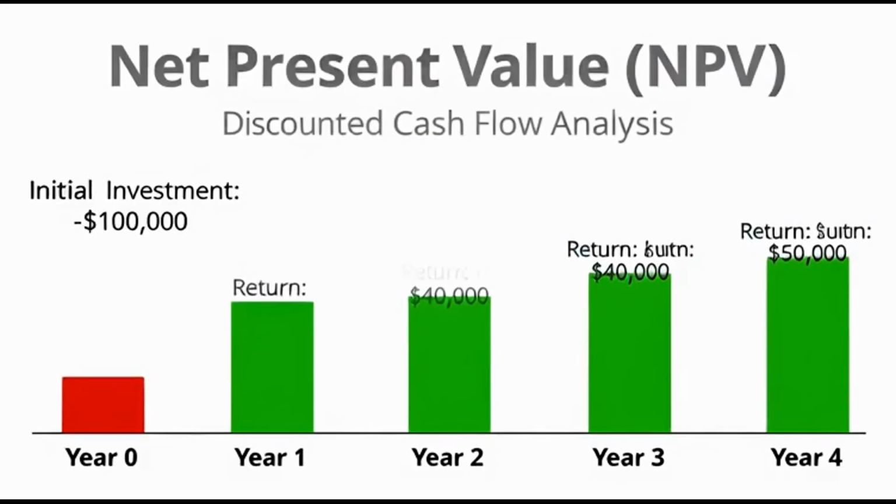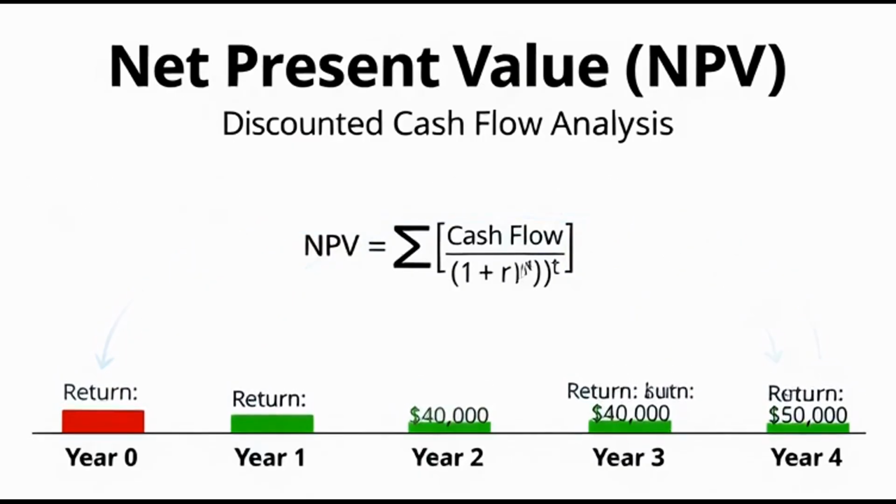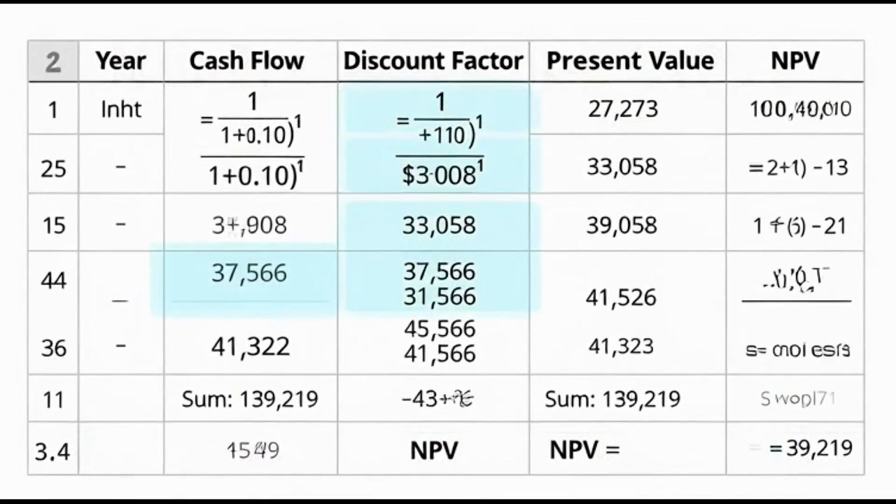Net present value shows how much value a project adds today by converting future cash flows into today's money. Future cash flows are discounted to their present value. If the NPV is greater than 0, the project creates value.